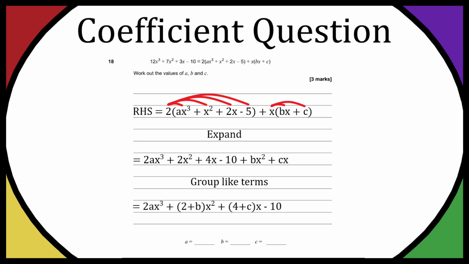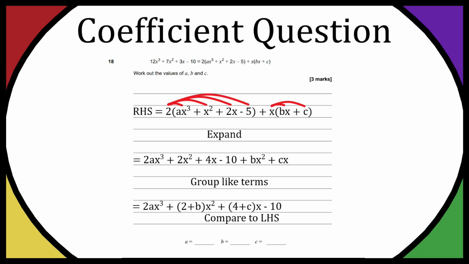If it doesn't, leave any comments or questions down below. I'll do my best to try and get back to you. But now we've got to here, we can see we have 2ax cubed plus (2 plus b)x squared, and then plus (4 plus c) times x minus 10. And then we just need to compare this to the left-hand side.